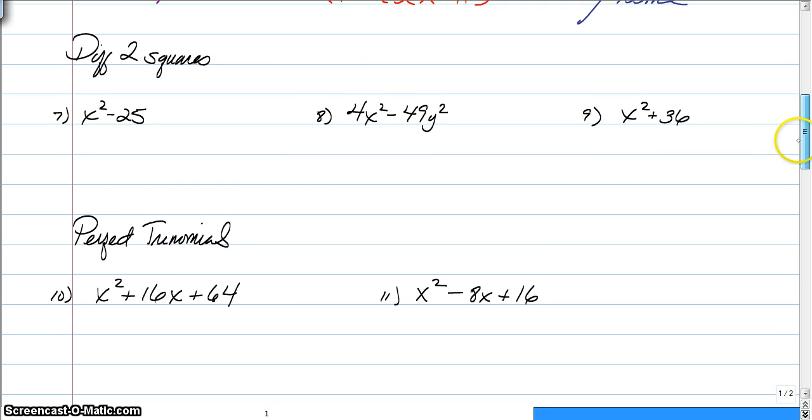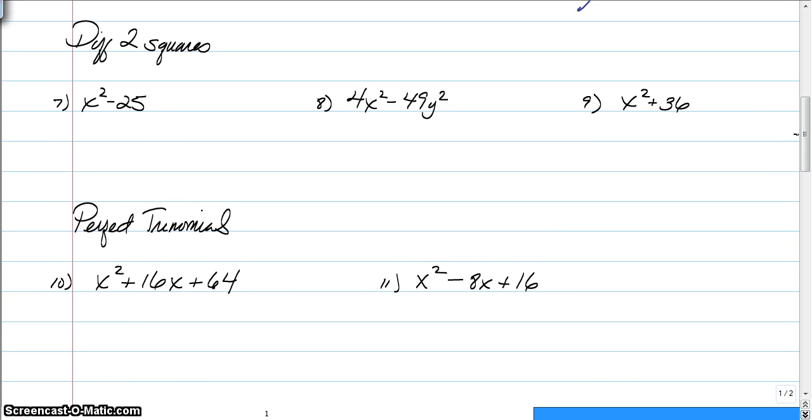So we have two more types to talk about, and one of them is difference of two squares. Now again, difference of two squares is just a shortcut. You can always think about this in a different way, and I'll show you how to do that for one of them. So x squared minus 25.